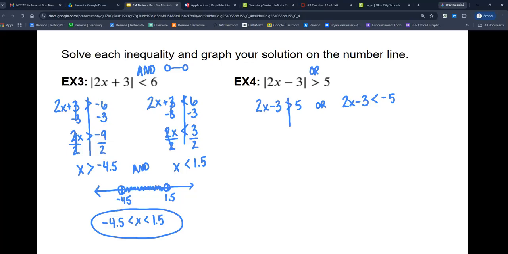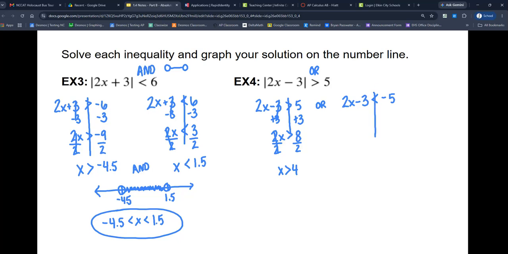Andy, how do I solve that first one? Very good. We're going to add that 3. 2x is greater than 8. And then what do I do after that, Andy? Good. We're going to divide by that 2. Very good. X is greater than 4.